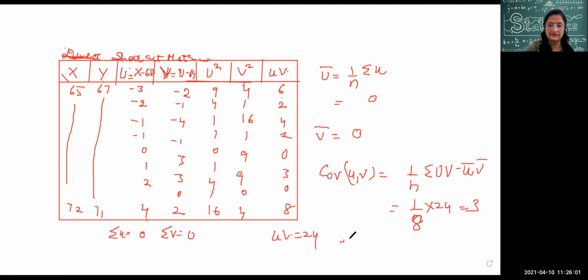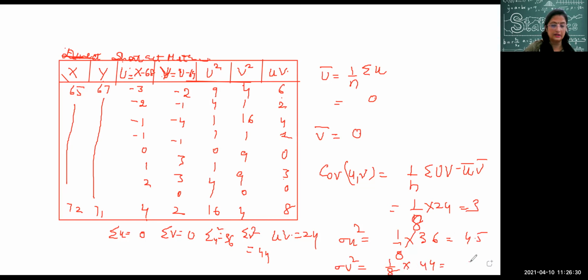Now the rest is left, sigma u square. In this, the u bar portion will become 0. I'm just writing the summation of u square. So what is summation of u square? First of all, you will calculate this. Summation of u square is equal to 36 and summation of v square is equal to 44. So just put the values here. What you will get, 1 by 8 into 36, that answer is 4.5, and sigma v square is the same formula, 1 by 8 into 44, that comes out to be 5.5.